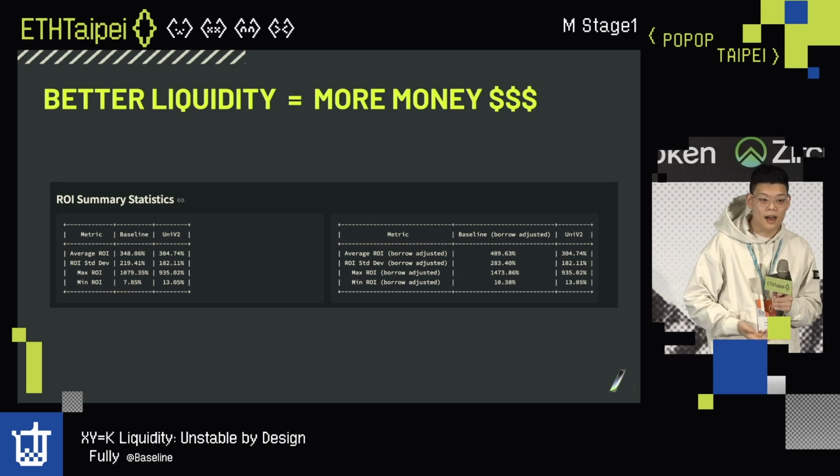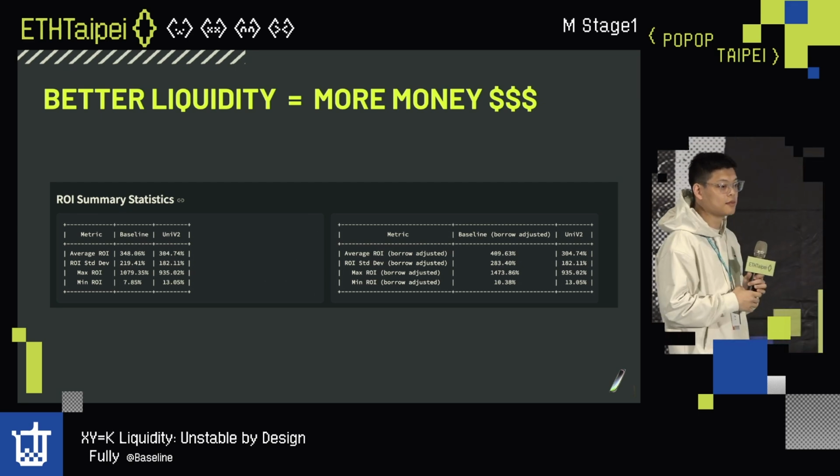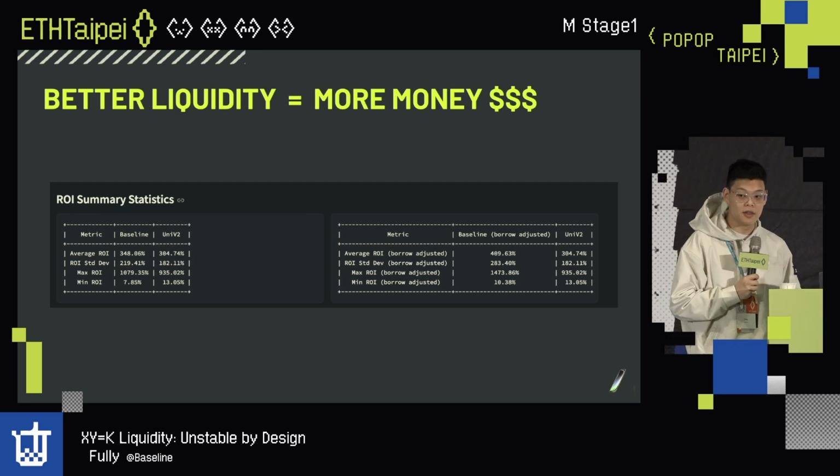And so if we want to have better projects, more success with our tokens, I think this is something that we actually have to look at more deeply and think about more deeply.